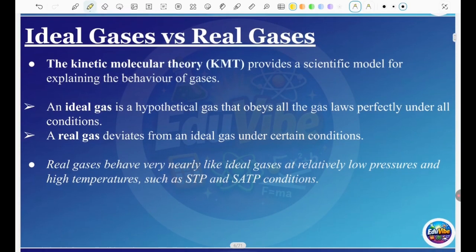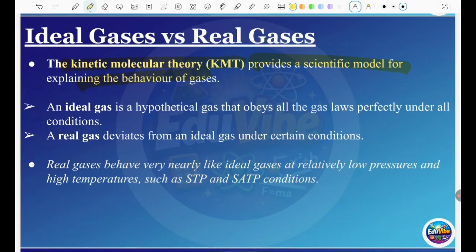Lastly, now we talk about ideal gases and real gases. Ideal gases and real gases are based on KMT, the kinetic molecular theory. This provides the scientific model for explaining the behavior of gases. So basically, gases have ideal behavior and real behavior. The ideal gas and real gases come from the scientific model, which is KMT, the kinetic molecular theory.